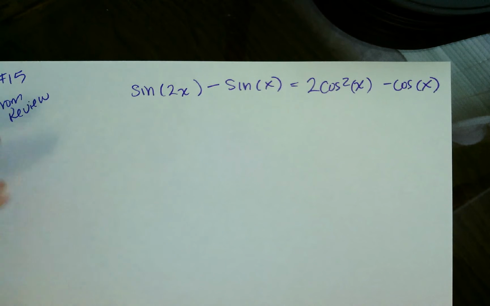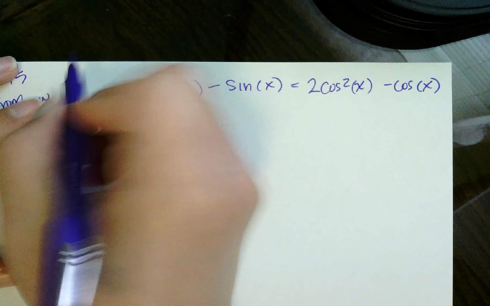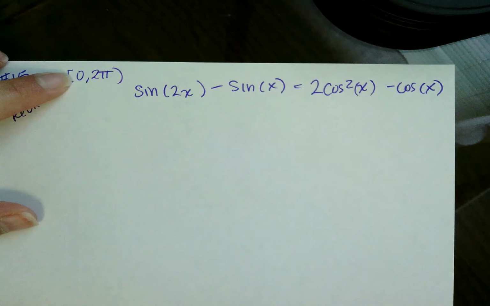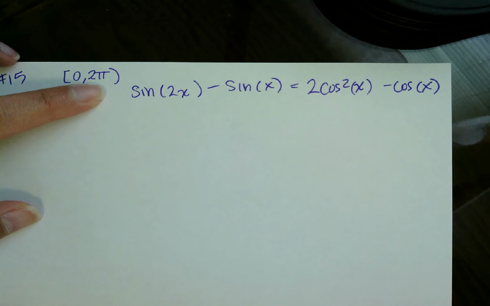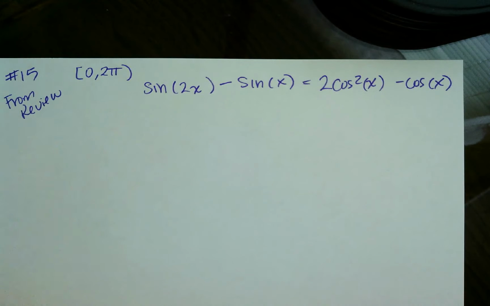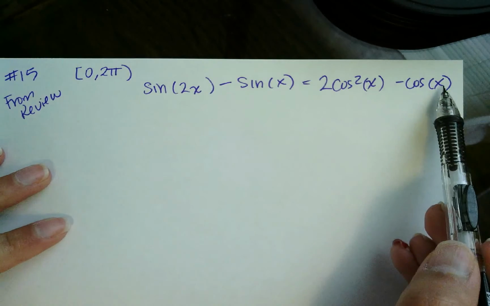Oh, in the interval 0 to 2 pi, I had to read the directions. In the interval 0 to 2 pi. So again, 0 to 2 pi is just one lap around. And notice 0 is included, that's the starting point. But 2 pi will not be included because it's already been counted. So that's still primary.